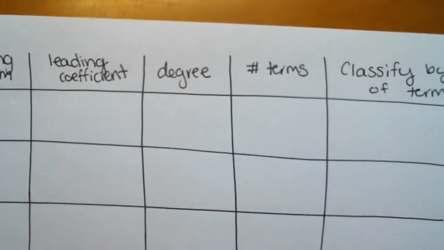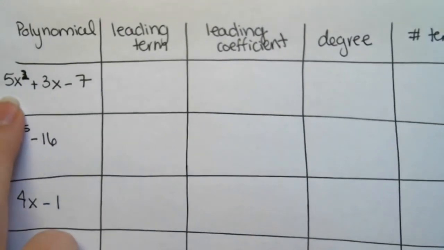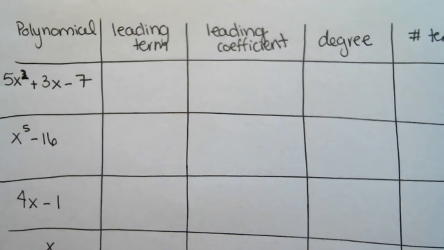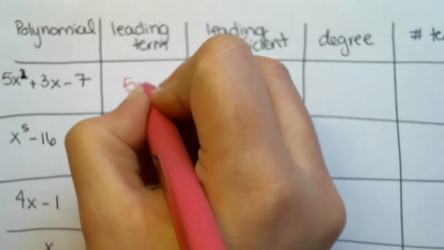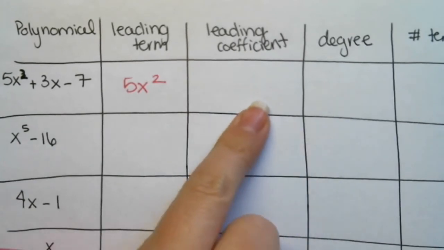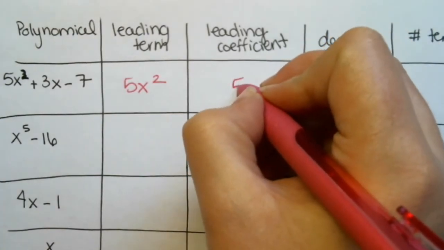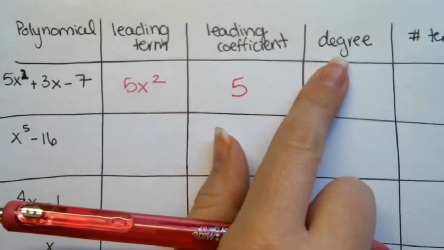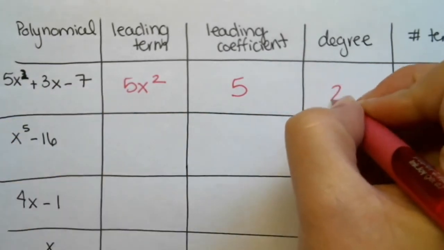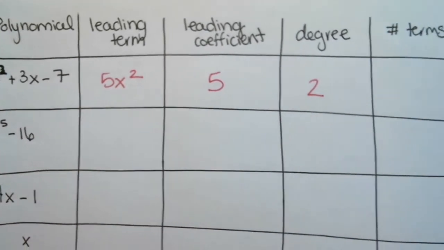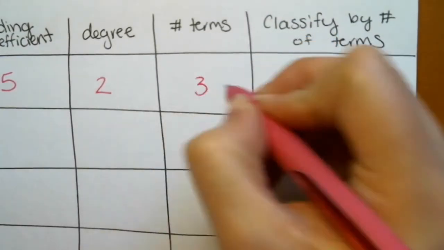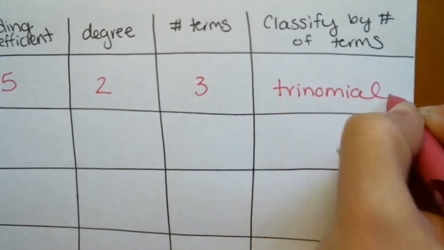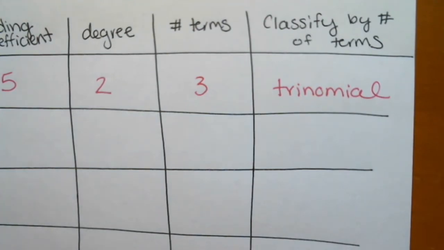I'm going to try to make it so you can see as much of this at the same time as possible. We're talking about this polynomial, and we want to give the leading term. The leading term is the one with the largest degree, which is this one, so the leading term is 5x squared. The leading coefficient is the coefficient from this term, so 5. The degree of that polynomial is the largest exponent, which is 2. You will notice that that is also the exponent from the leading term. How many terms are there? We can see that there are 1, 2, 3 terms, so that makes this a trinomial. That's how we're going to fill this out for each of these polynomials.